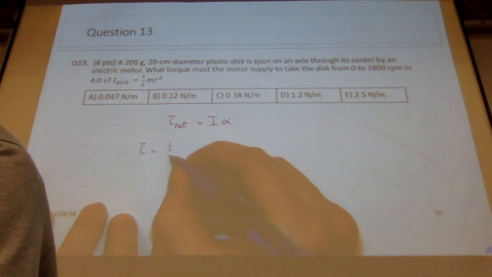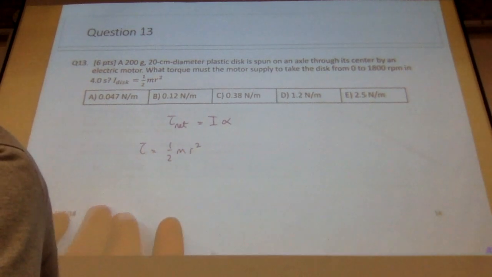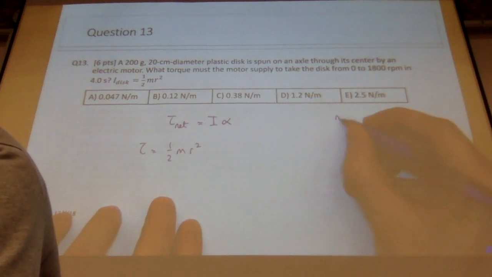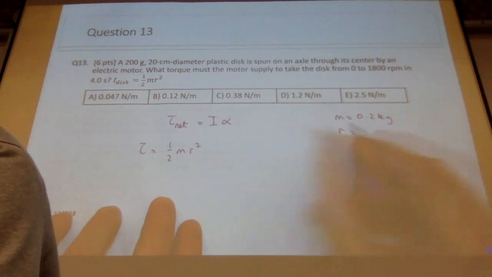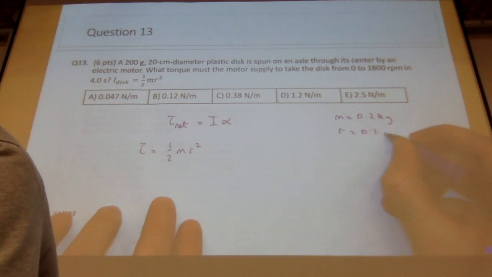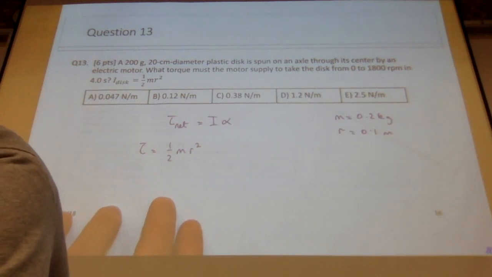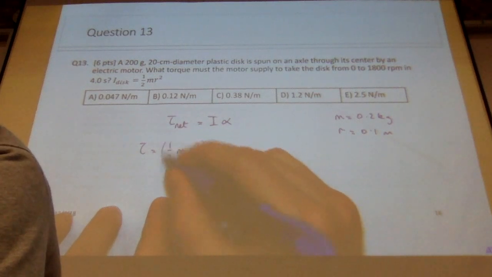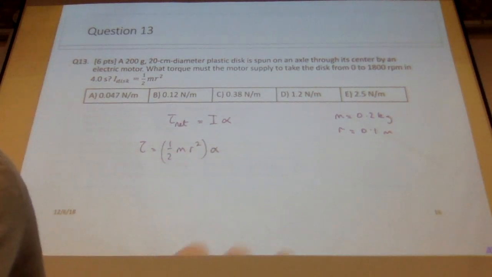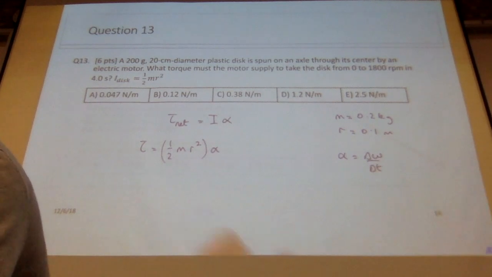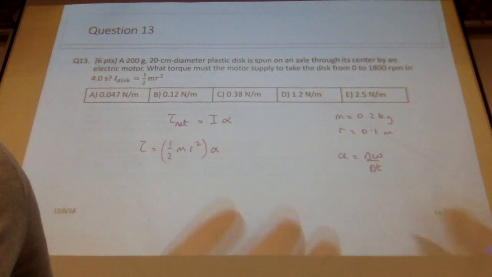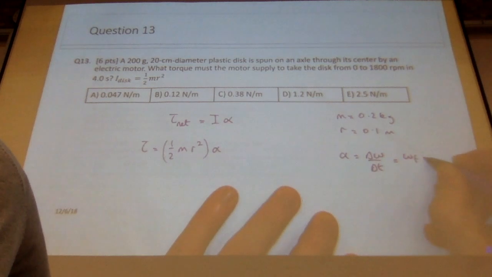So the I will be 1/2 m r squared. The mass is 0.2 kg, and r is 10 centimeters, so that's 0.1 meters. So that's the I and the alpha. The alpha is delta omega over delta t, which is equivalent to omega f minus omega i over delta t, and omega i is 0.